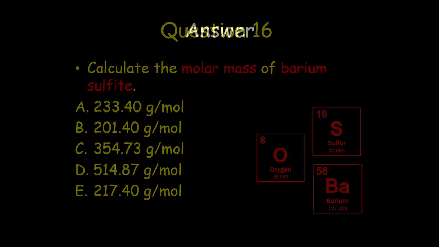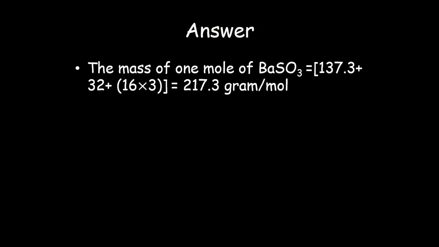Okay, the answer: the mass of 1 mole of BaSO3 equals 137.3 plus 32 plus 16 times 3, which equals 217.3 gram per mole. The closest answer is E.